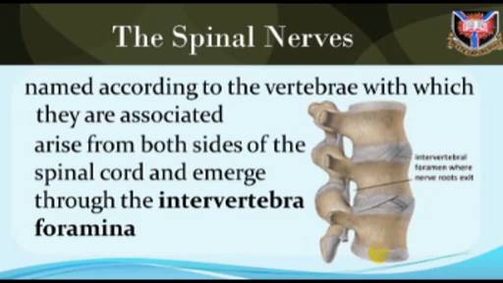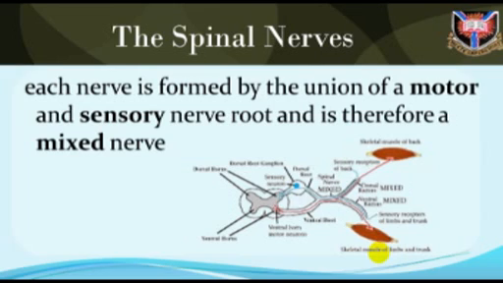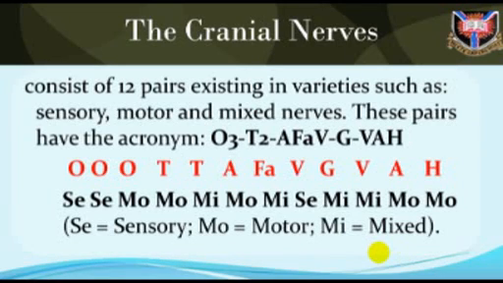The cranial nerves. There are 12 pairs of cranial nerves originating from nuclei in the inferior surface of the brain. They exist in varieties such as sensory, motor, and mixed nerves. They are discussed in sequential order as follows.